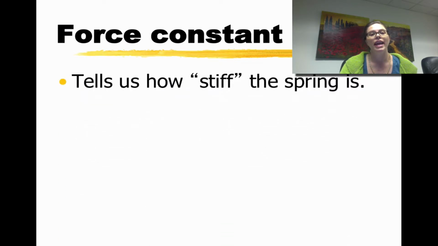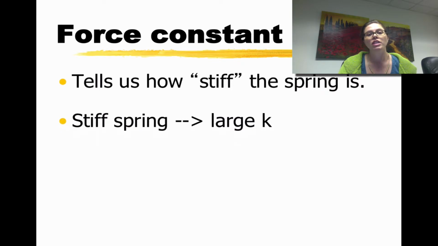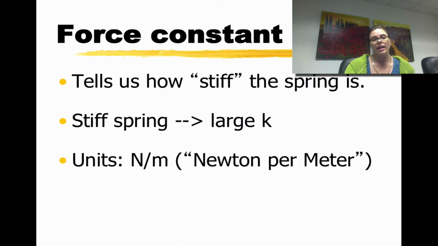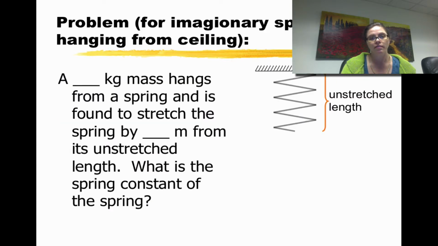The force constant K just tells us how stiff the spring is. A large K means that a spring is very hard to pull apart, to stretch, or to compress. And a very small K would be something that's like very flimsy, easy to stretch or compress. The units for K is newtons per meter.